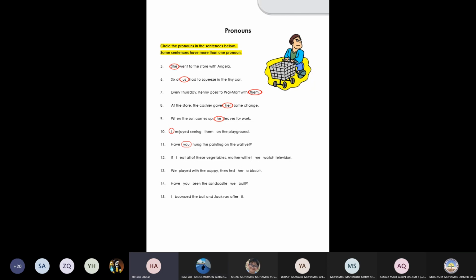Yes. What? All. All. So all is a pronoun. Do we have all in the pronouns? No. So what do you think? Do we have any other one?